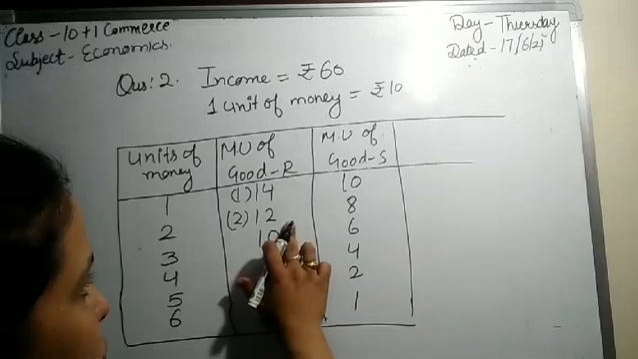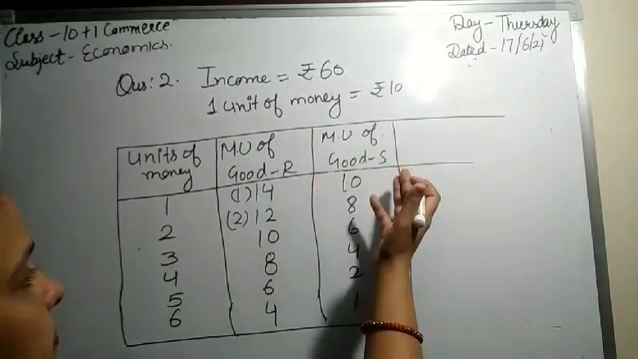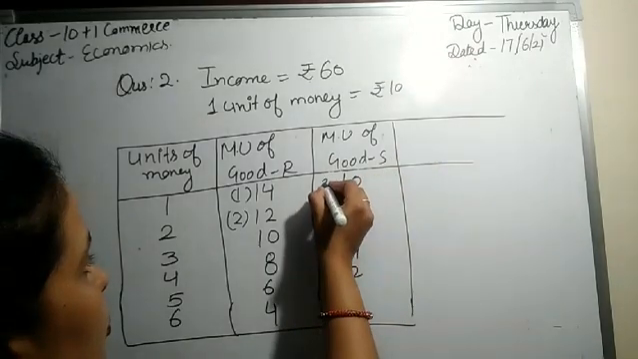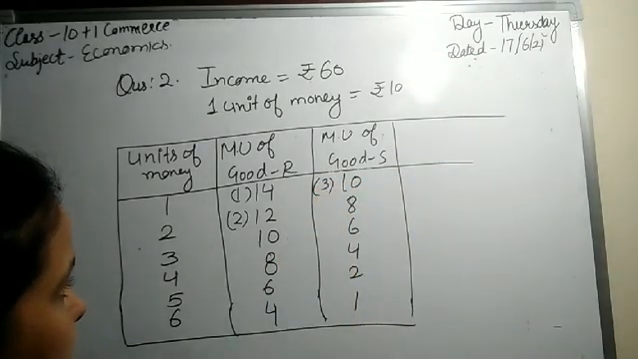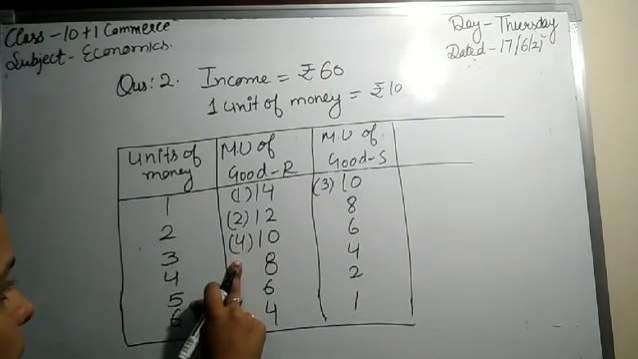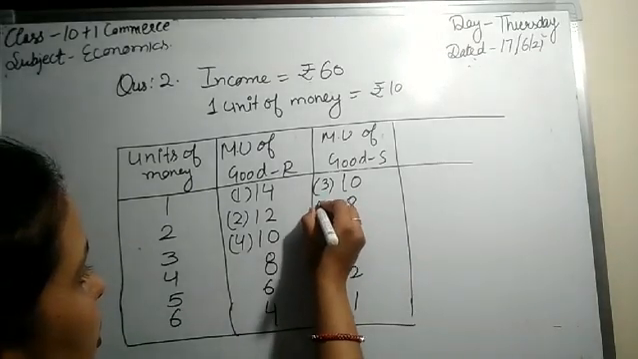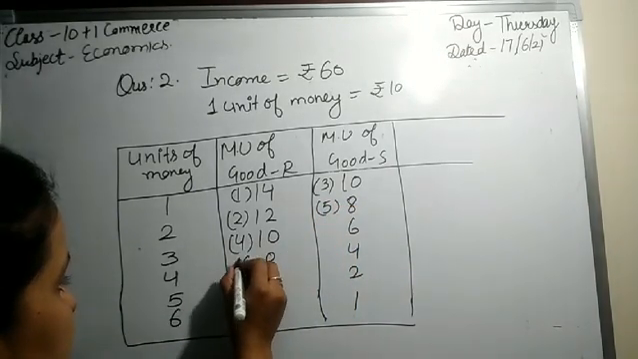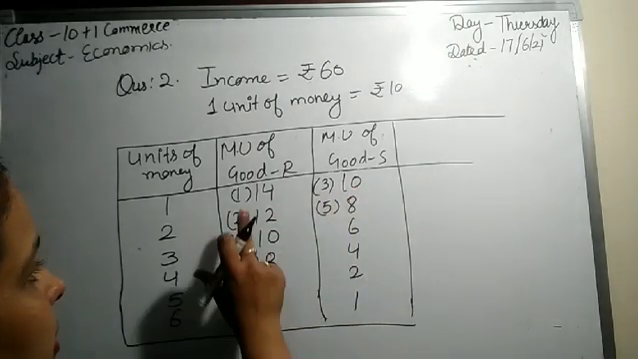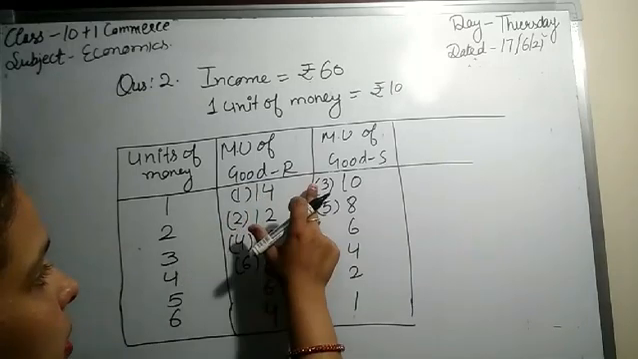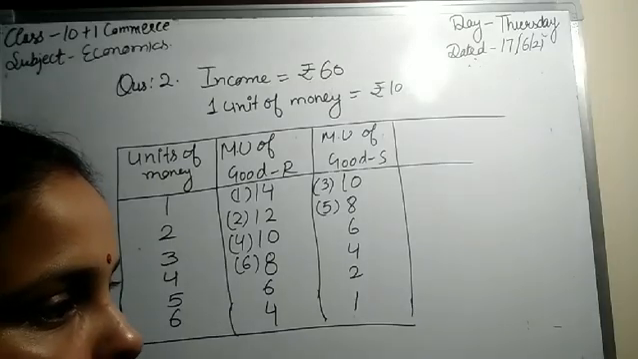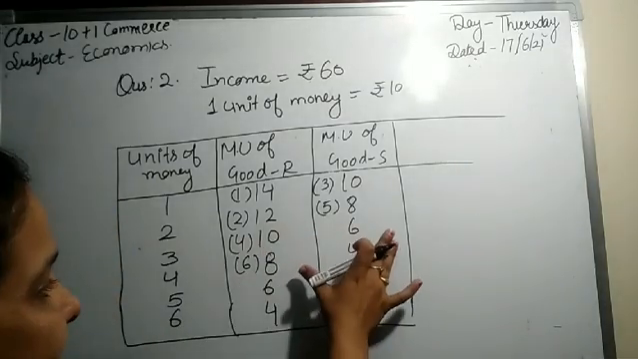After the 20, he wants to change his taste. That's why he purchased good S. Okay, so the third unit of money he spent on good S. After that, the fourth unit of money on R, the fifth unit of money on S, and the sixth unit of money on R. So now, how much money has he spent? 10, 20, 30, 40, 50, 60. So he spent his total income on good R and good S.